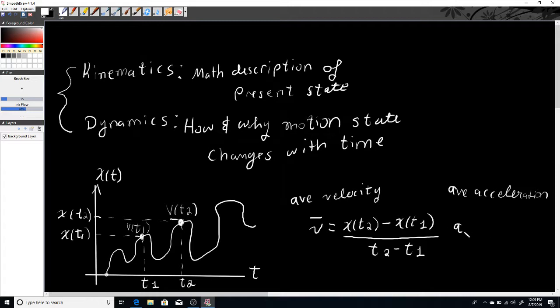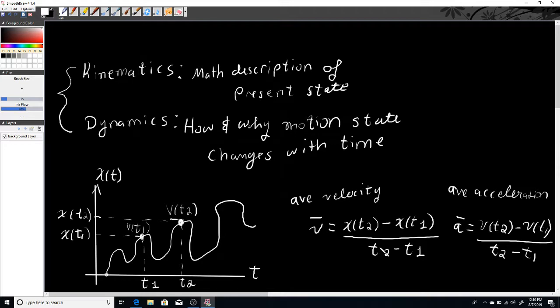The average acceleration, which is acceleration a with a line over it, is equal to v at time 2 minus v at time 1, divided by t2 minus t1. Right? This describes the average velocity between these 2 points, and this describes the average acceleration between these 2 points. In order to find the average acceleration, we would have to find the velocity at those points.